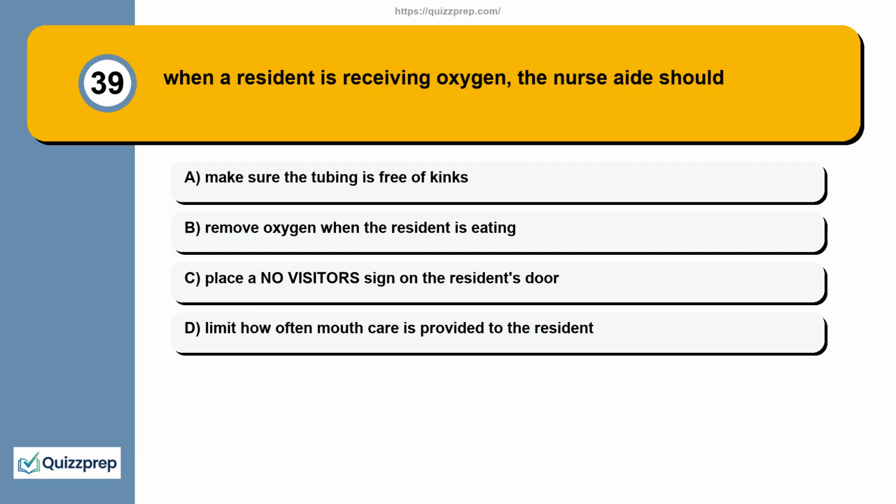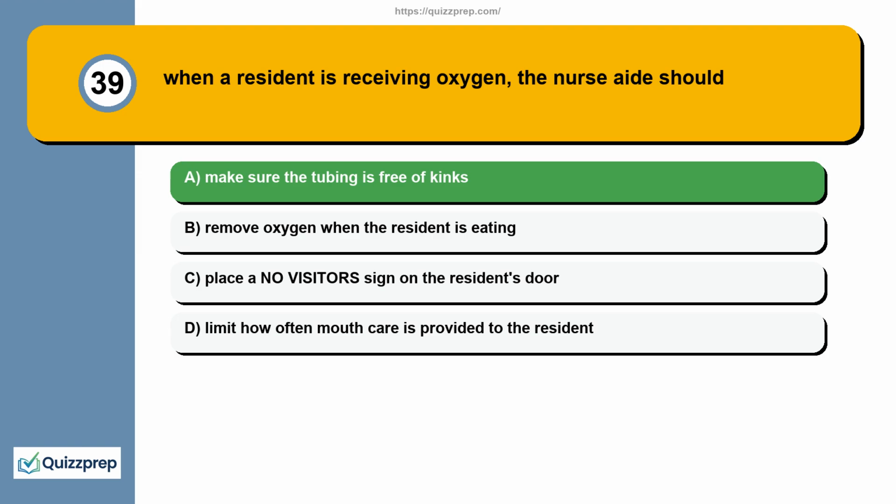Question 39. When a resident is receiving oxygen, the nurse aide should: Option A, make sure the tubing is free of kinks. Option B, remove oxygen when the resident is eating. Option C, place a no visitors sign on the resident's door. Option D, limit how often mouth care is provided to the resident. The correct answer is option A, make sure the tubing is free of kinks.